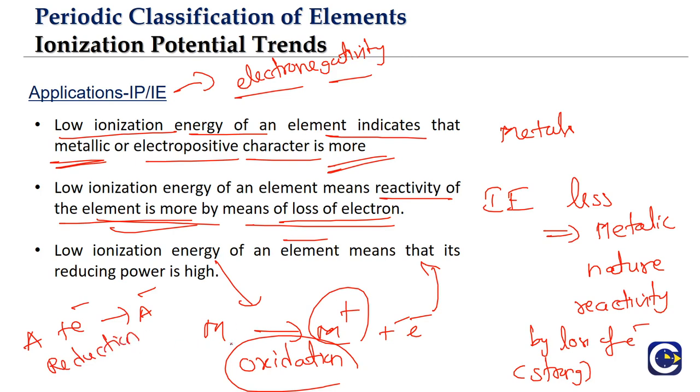Now the metal which is losing electrons is able to reduce the others. So we say metals have reducing power. Here what we need to understand is that low ionization energy means the metal will be able to easily lose electrons, meaning it is able to reduce other substances easily. So we say the reducing power is high. But we'll talk about this reducing power in a little more detail, because it does not depend only on the ionization energy. There will be other things also.